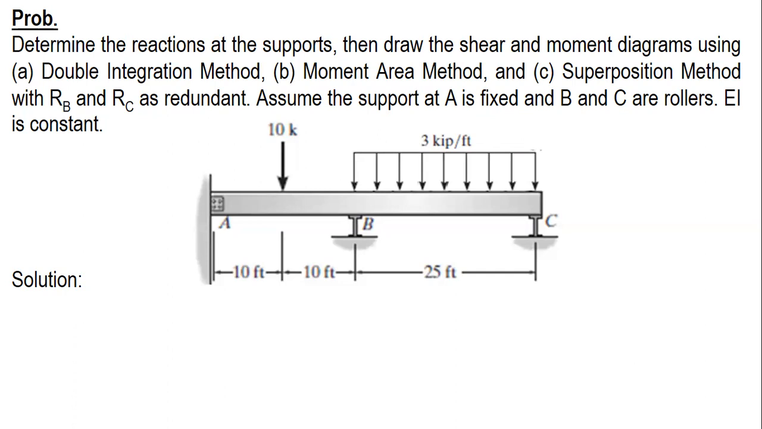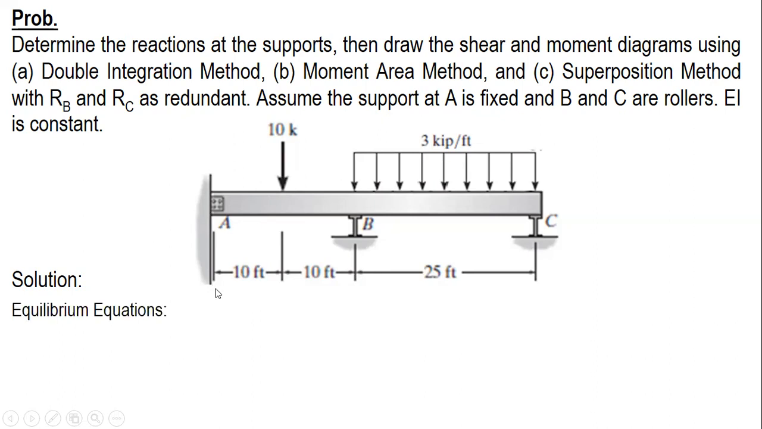EI is constant. So in this video, I'm going to use the double integration method. The first step is to use equilibrium equations, but let us first identify the reactions. So at A, it is fixed.